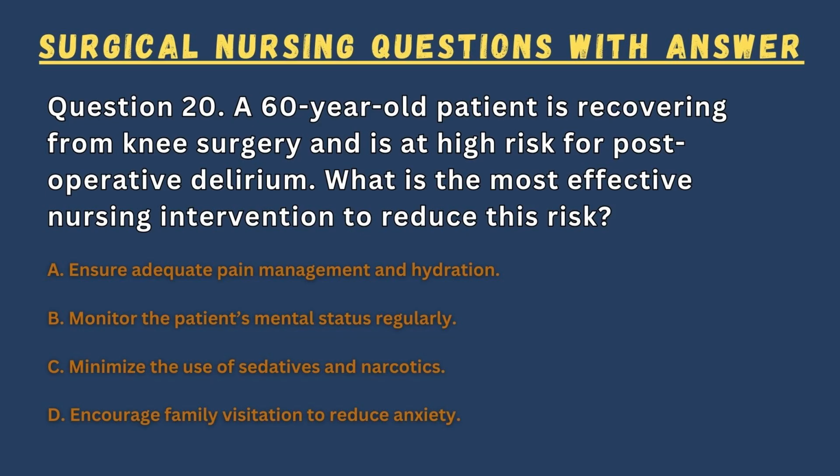Question 20. A 60-year-old patient is recovering from knee surgery and is at high risk for post-operative delirium. What is the most effective nursing intervention to reduce this risk? A. Ensure adequate pain management and hydration. B. Monitor the patient's mental status regularly. C. Minimize the use of sedatives and narcotics. D. Encourage family visitation to reduce anxiety.